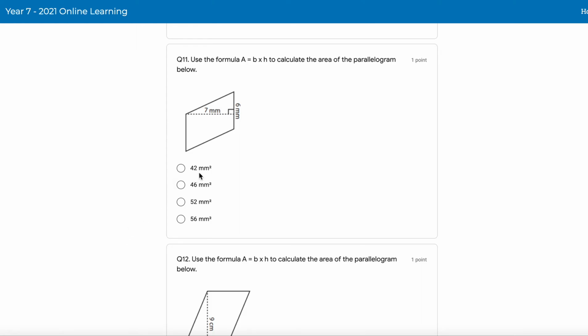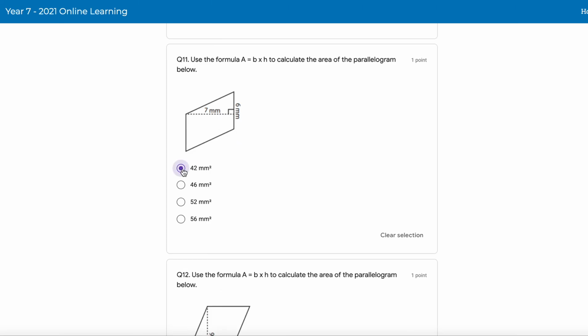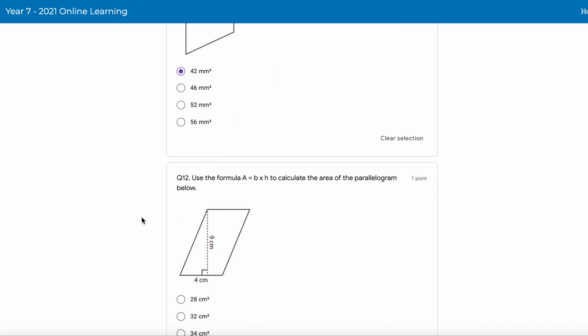This time our base is over here. Our base is always going to be one of the actual sides of the parallelogram, whereas the height just has to be perpendicular to that base. So here's our base over here. It's one of the sides of the parallelogram, and perpendicular to that side, shown by this little right angle here, we've got a perpendicular height, and it goes all the way up to the side that's parallel with the base over here. So that's the full height there, 7 millimeters. 6 times 7 will give you your area in millimeters squared.